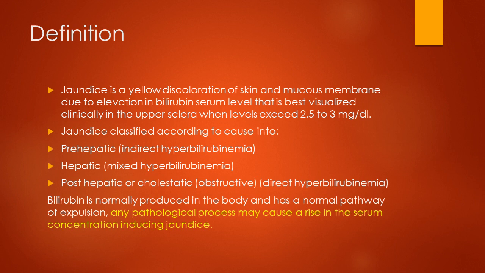Now, what's important to know is that bilirubin is a substance that's normally produced by the body, and the body also has a normal mechanism by which it can get rid of bilirubin. Any pathological process in either producing bilirubin or getting rid of bilirubin will lead to exceeding levels in the blood and thus jaundice.